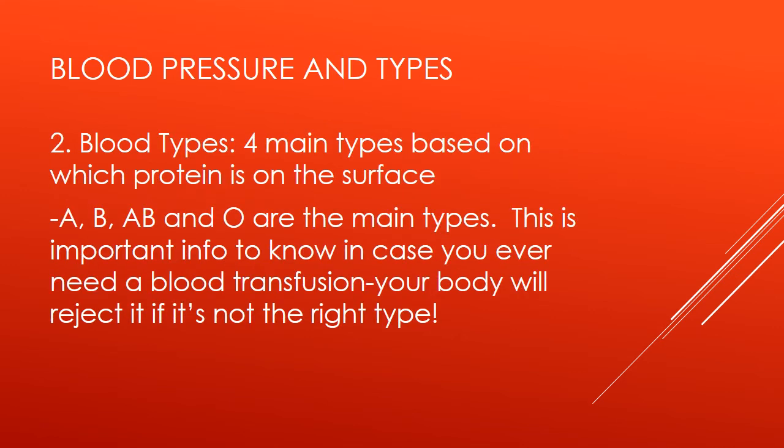There's four different kinds of blood types, and the four main types are based on which protein is on the surface. So there's A, B, AB, and O. It's really important info to know in case you ever need a blood transfusion. Your body will reject it if it's not the right type. We're going to get much more in detail with blood types when we get into Punnett squares, and we're going to actually figure out which types of different blood will make different blood types.